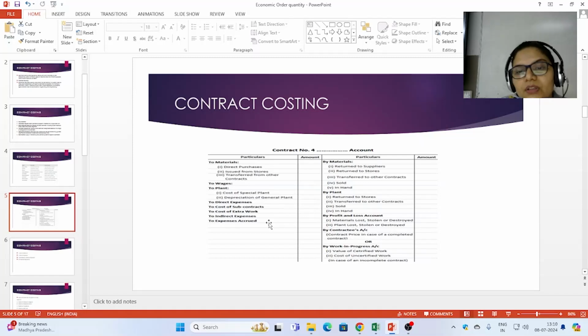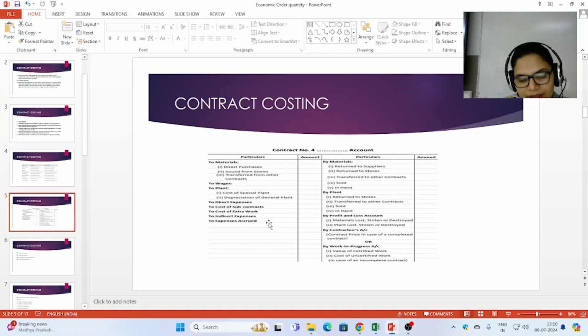Now, next is on the contract being completed. If the contract has been completed, then the remaining material is sent back to the storeroom and the contract account is credited by the value returned and the material account is debited. In this way, the material account is closed. While returning the material to store, a material note should be prepared in that particular case.